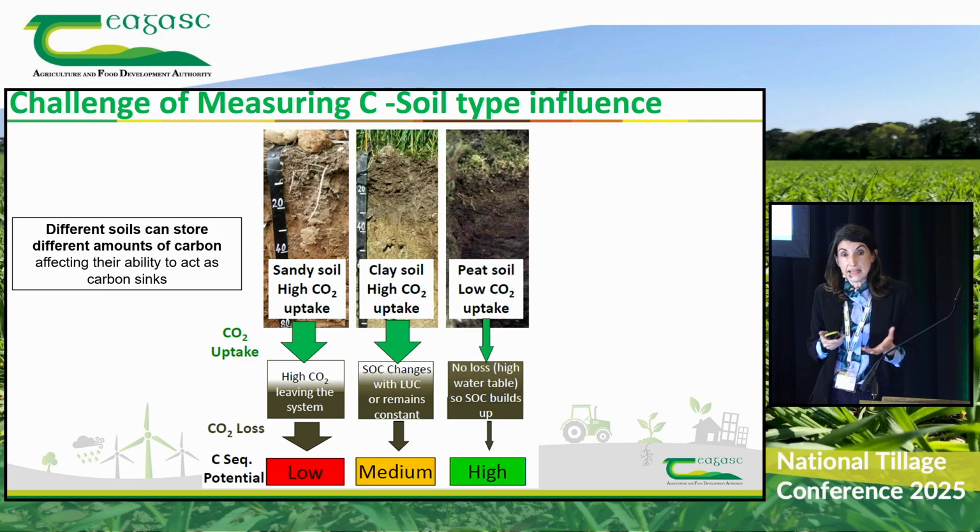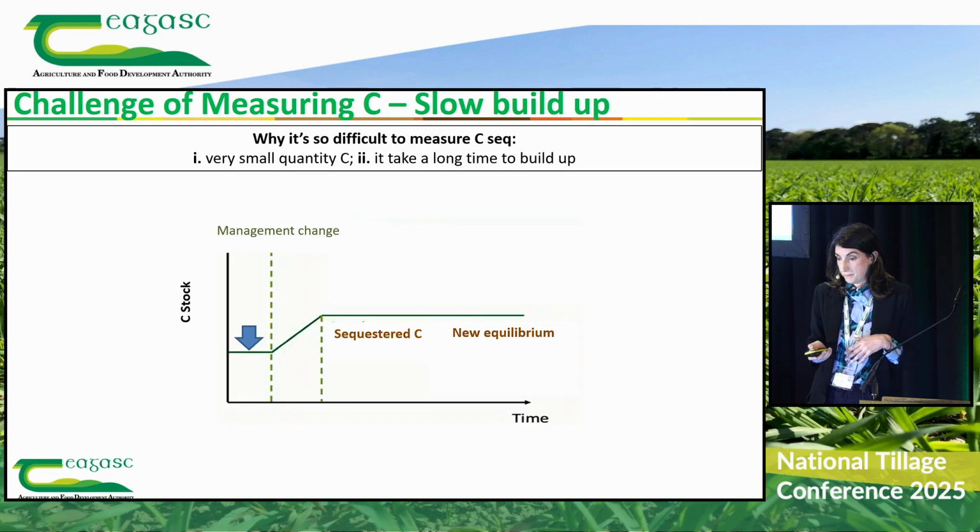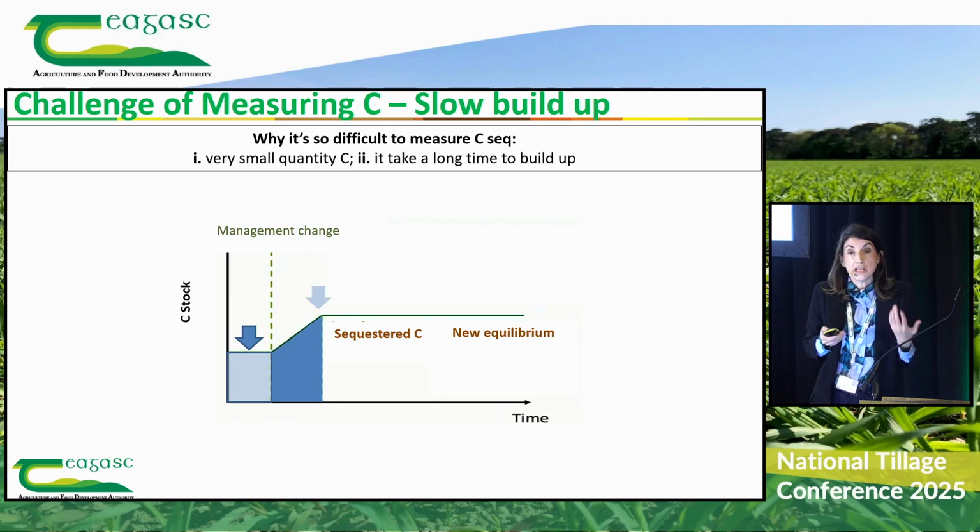On a peat soil, in natural conditions, so not drained, for example, the CO2 uptake is very low, but the carbon losses are also low. So the carbon sequestration potential in natural conditions for those soils is very high. It's very difficult to measure carbon. It's a very small quantity, and it takes a long time to build up. So imagine you start from a situation with a certain amount of carbon in your soil, and then you apply a management change, you start slowly building up carbon till you reach a new equilibrium.